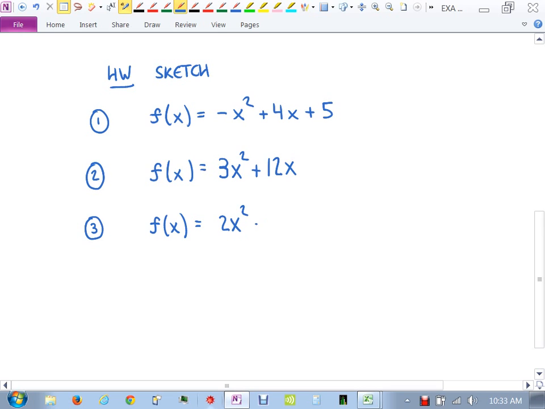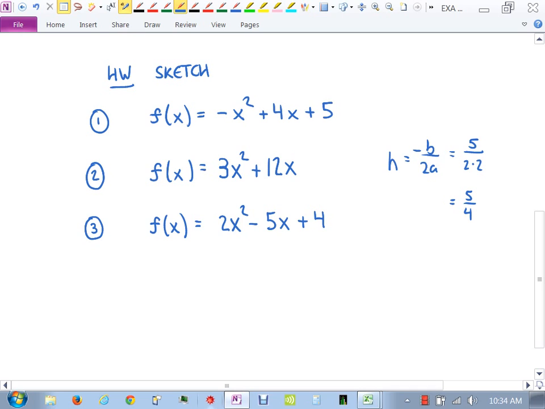2x squared minus 5x plus 4. Now let me give you some advice on number 3. Because it's in non-standard form, you have to calculate h and k. For the vertex, h is negative b over 2a. When you take negative b over 2a here, you're going to get positive 5 over 2 times 2, which is 5 over 4.